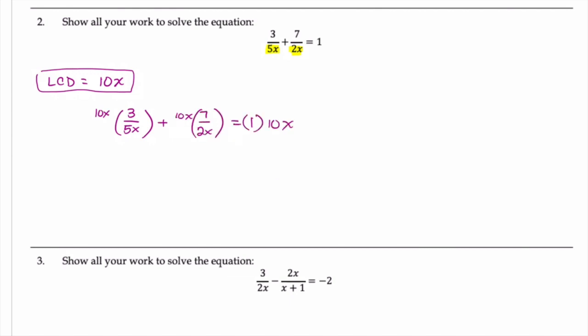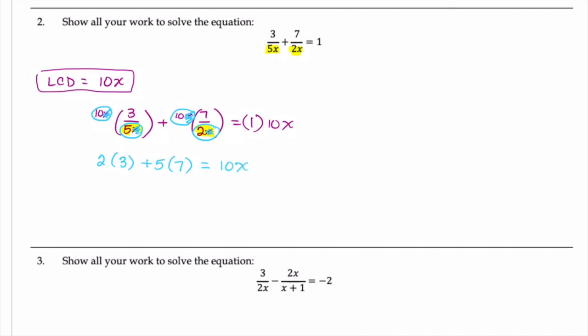Just like before, I'm going to identify again my denominators there. I am going to now start dividing. This 10x divided by 5x. We should know that these x's are going to be canceled out, and 10 divided by 5 is 2. So we have 2 times 3. Here we have 10x divided by 2x, same thing, those x's are going to be canceled out. I'm really looking at 10 divided by 2, which would be 5, and 7 is still in my numerator, equals 1 times 10x, easy, 10x.